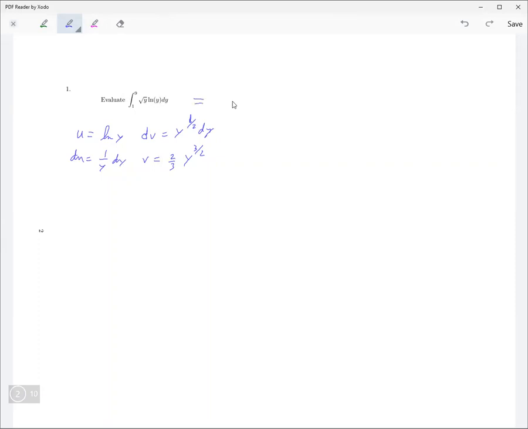The integration by parts formula says you go uv, evaluated from 1 to 9, minus the integral from 1 to 9 of v du. So we'll go ahead with the uv first. That's this times this, evaluated from 1 to 9, minus the integral from 1 to 9 of this product here. y to the 3/2 divided by y, that's going to be y to the 1/2.